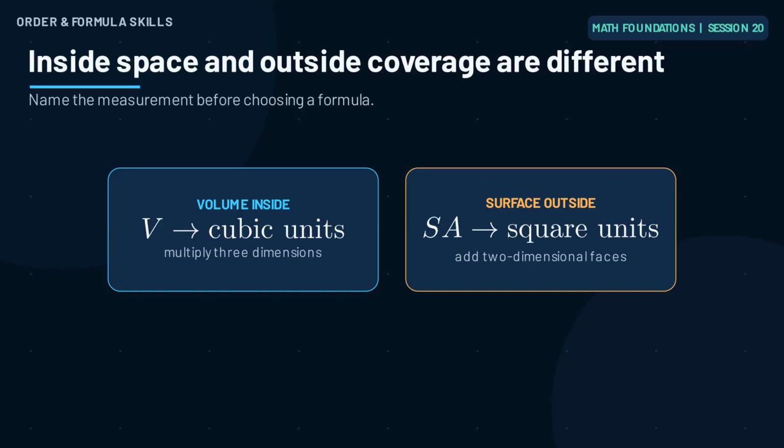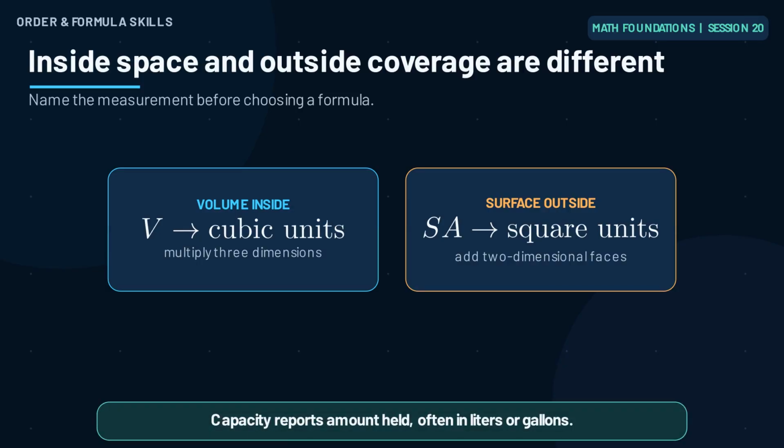Capacity describes how much a container can hold and is often reported in liters or gallons. Inside space, outside coverage, and container capacity require different units and sometimes different formulas. Name the measurement before touching the numbers.